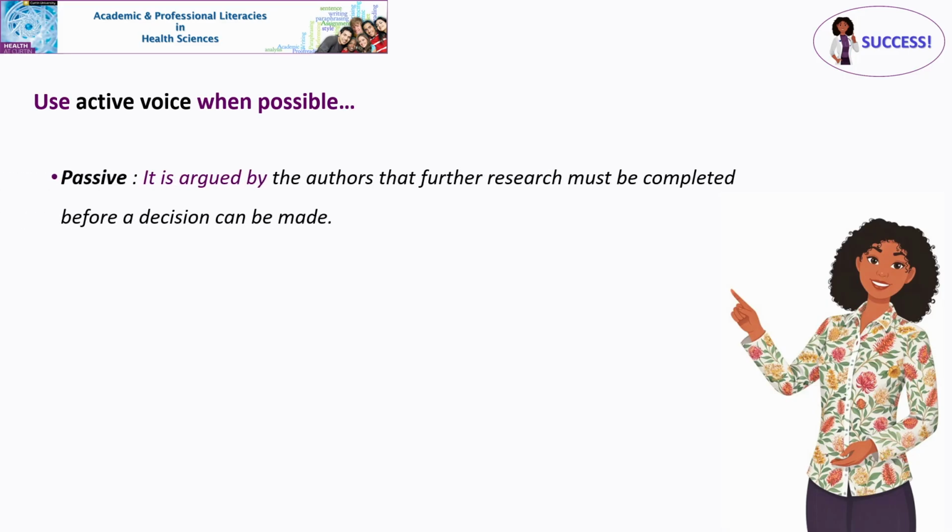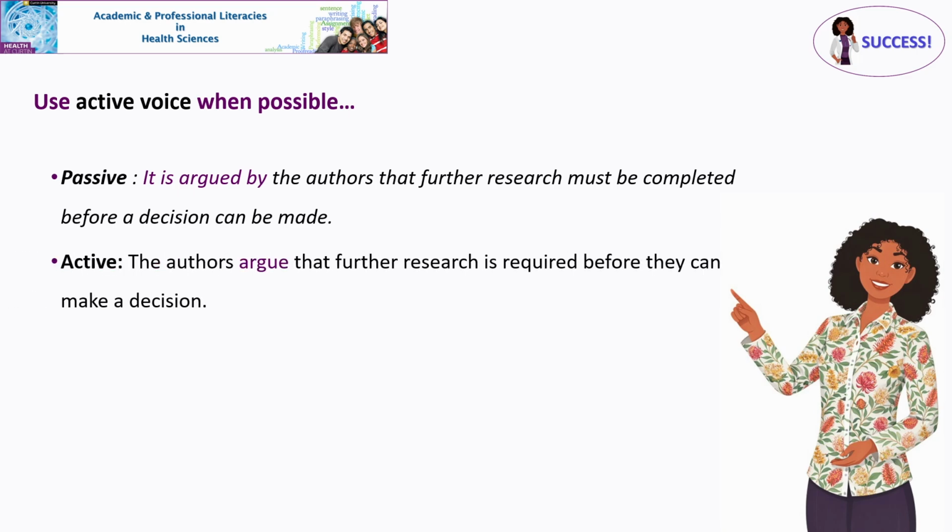Now, this is a passive structure. It is argued by the authors that further research must be completed before a decision can be made. This is a passive structure. It could be a lot clearer. So, the authors, that's the subject. The authors argue, subject, verb, and then the rest of the information. The authors argue that further research is required before they can make a decision. It sounds far more understandable, clearer.